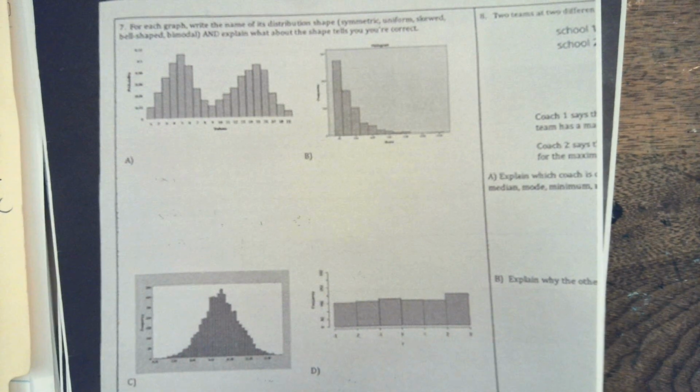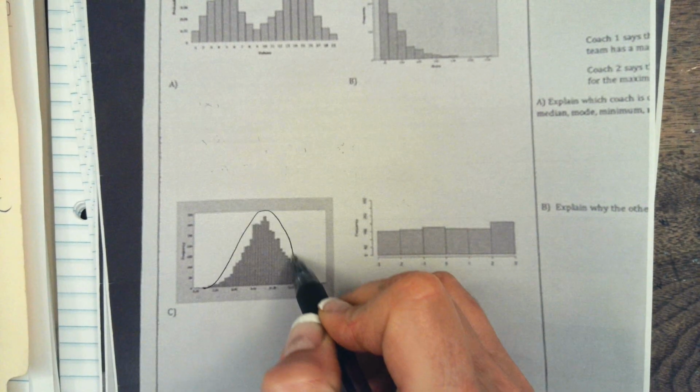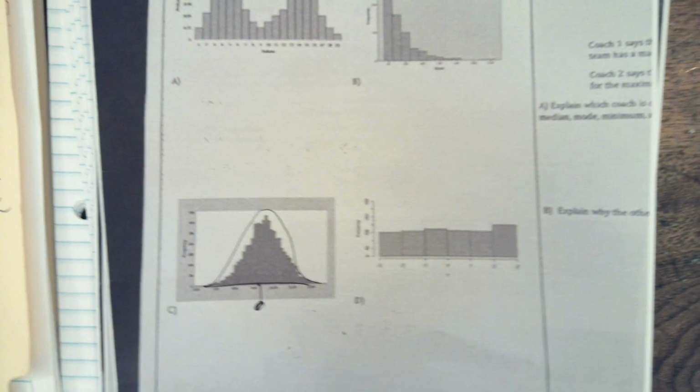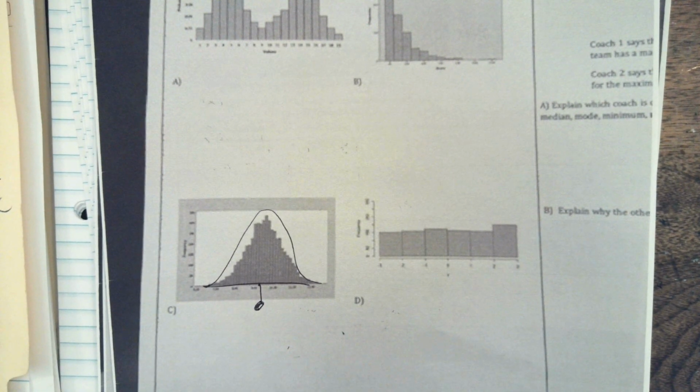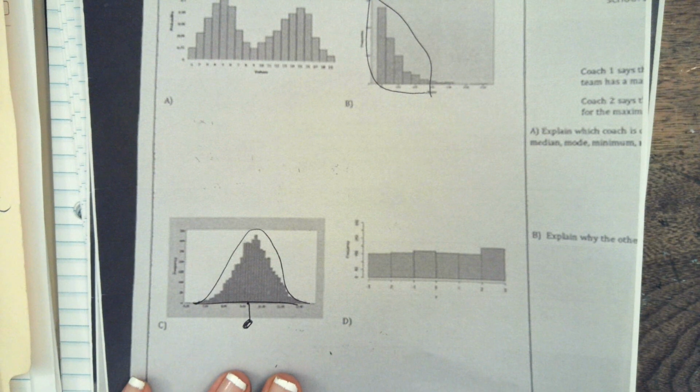Okay, yeah. Number 7: for each graph, write the name of the distribution shape, symmetric, uniform, skewed, bell-shaped, bimodal, and explain what about the shape tells you that you are correct. So, you know what a bell-shaped curve is, right? It looks like a bell. Okay, that's easy. Skewed means that it's skewed off to one side. That's easy, right? I know what uniform is. It's D.